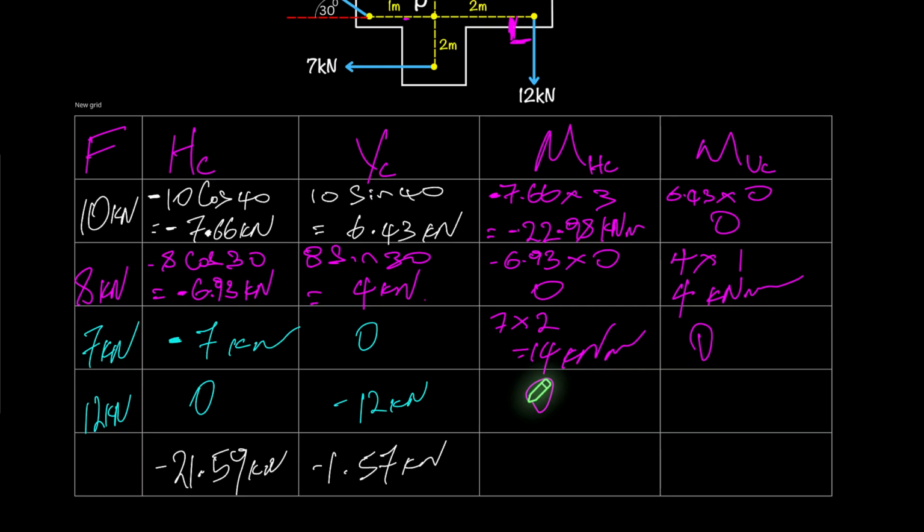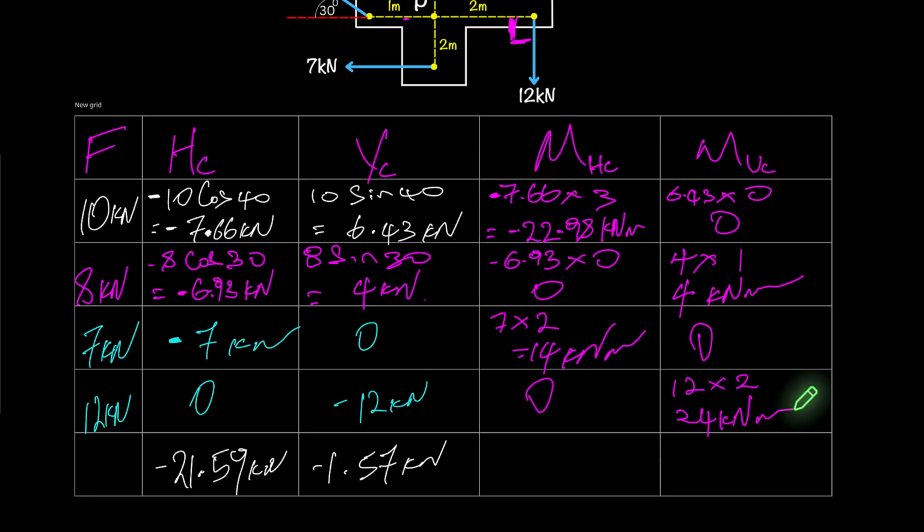And if you can just imagine for a second how this 12 kilonewtons would be trying to rotate the system there, hopefully you'll agree with me that that would be trying to go in a clockwise direction. So that would be 12 times 2, and it's gonna be positive, so this would be 24 kilonewton meters.